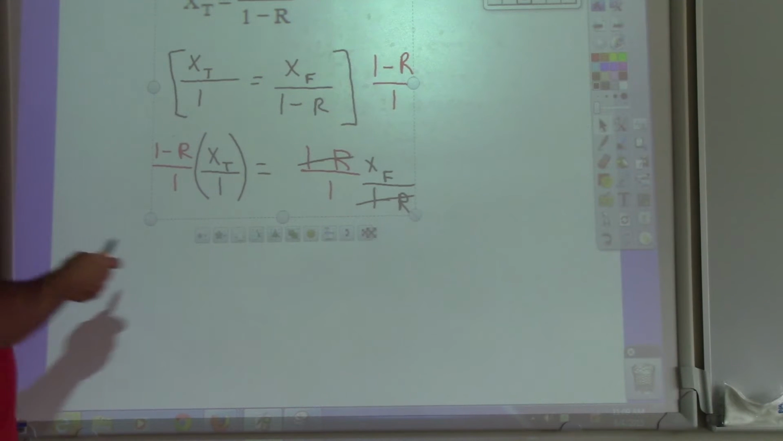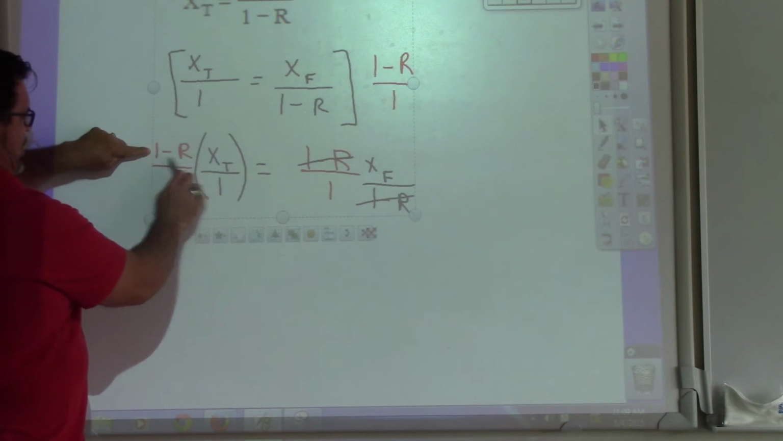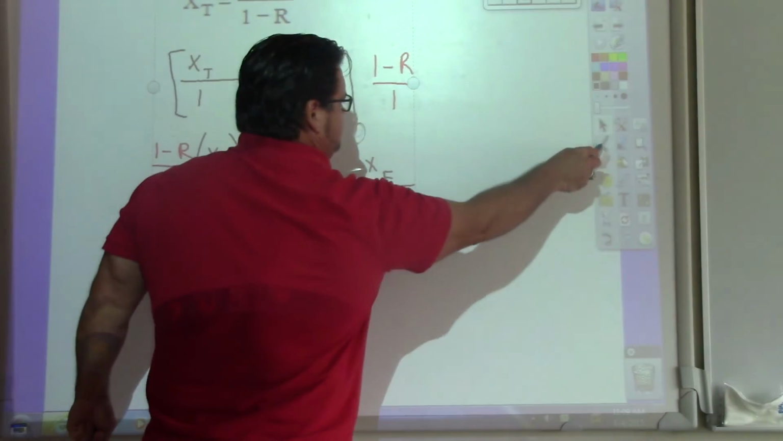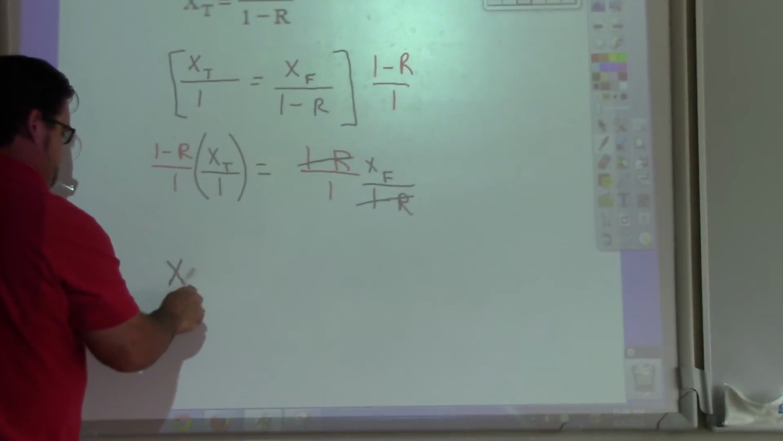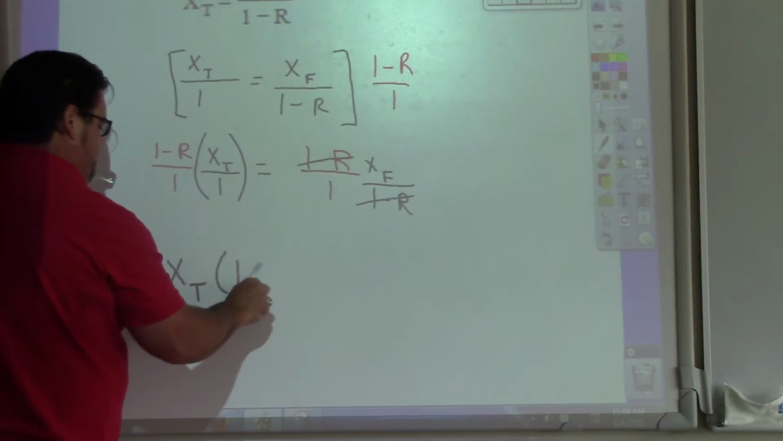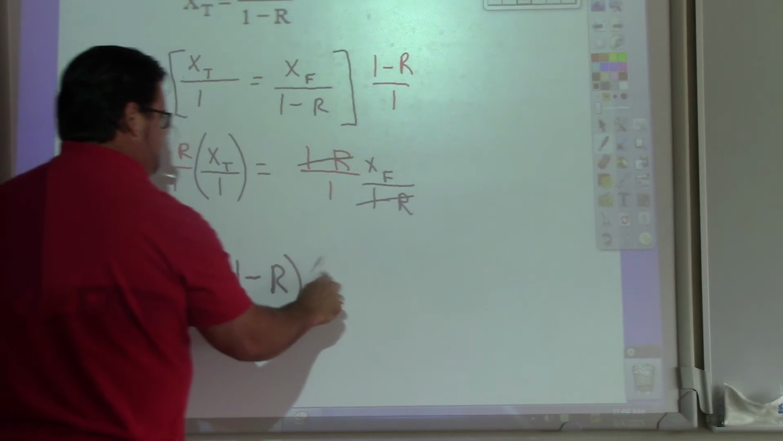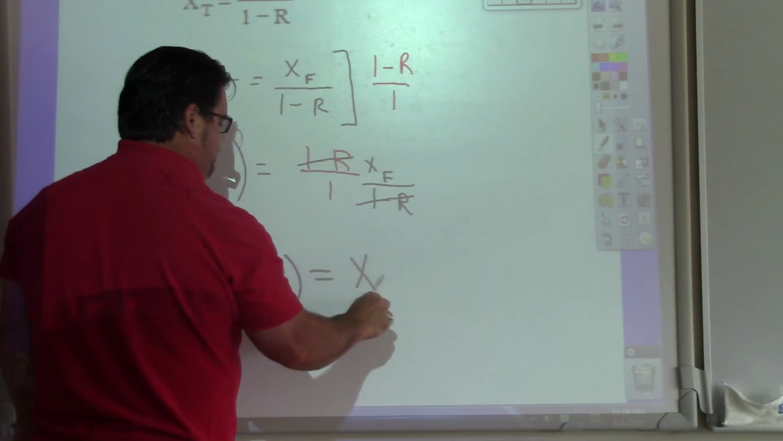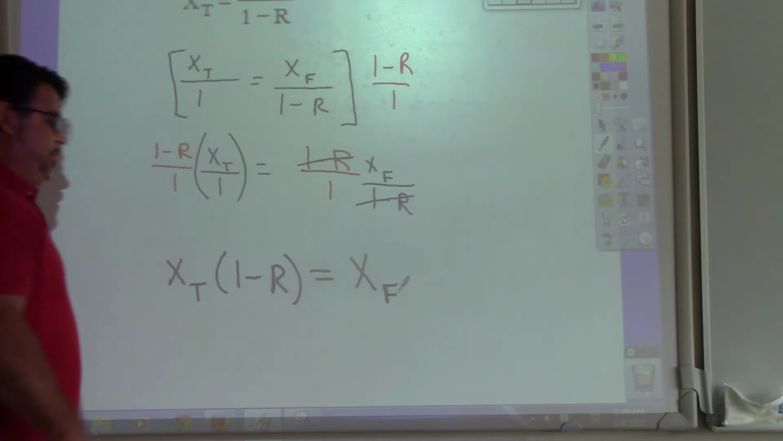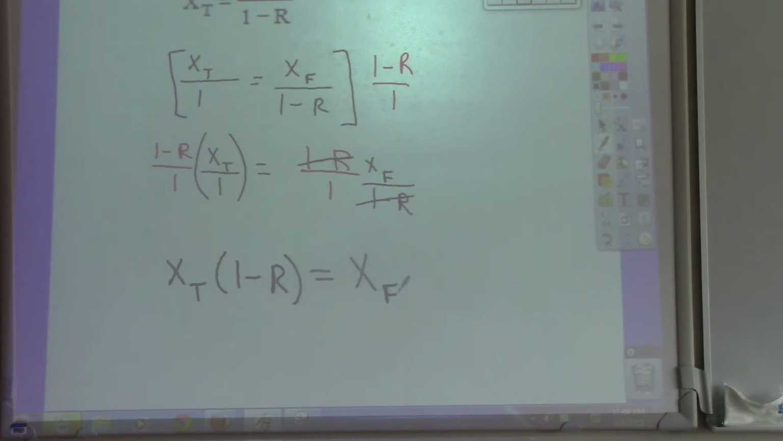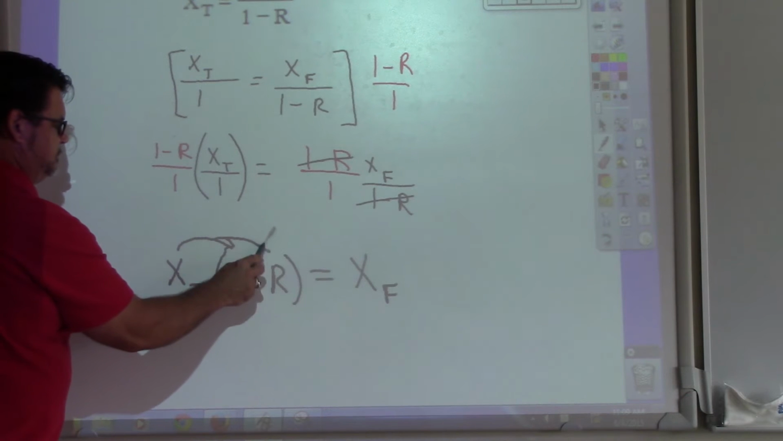I love plankton. All right, so x sub t times 1 minus r is equal to x sub f. I bet we're solving for big R. Yeah. So what do you got to do? You got to bust up the block because the ring is in the block. Finish it out.